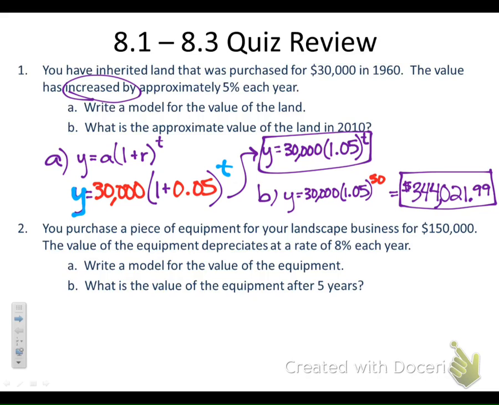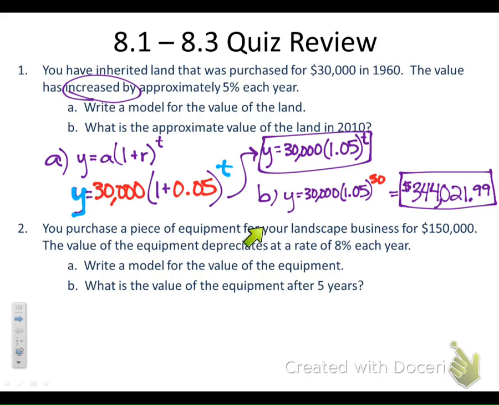What's nice about this, let's go back to the context. Person inherits land. Land typically gets more value as more years pass by. So it started out at $30,000 in 1960 and then all of a sudden jumps to $344,000. That's an amazing piece of land. It's great. Hopefully you inherit land someday. We're going to go on to the next one.